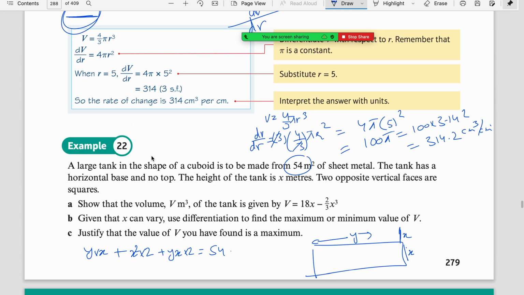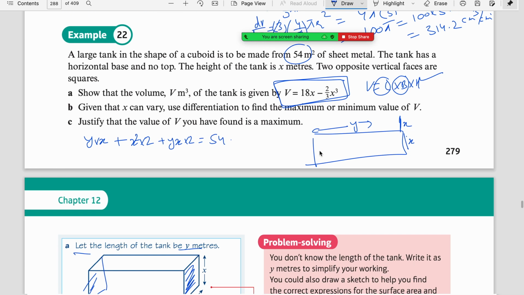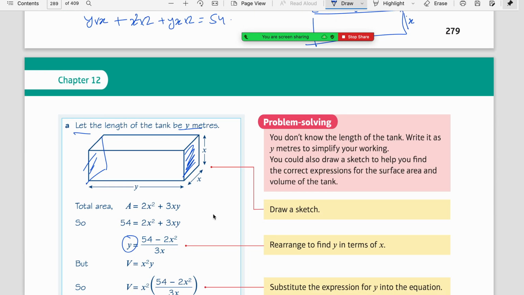Making this formula, and then you make y the subject. Why are we doing that? Because we have to express volume in terms of x. Once you do that, volume is length into breadth into height. Height is already given in the question, which is x. One of the breadth is x and length is y. So you made y the subject of the formula. Yes, Mohammed?